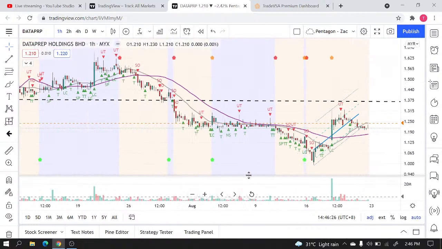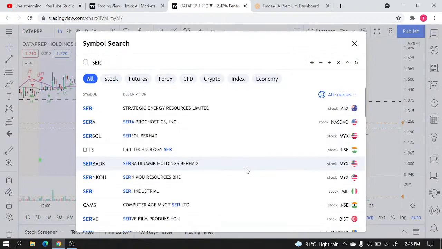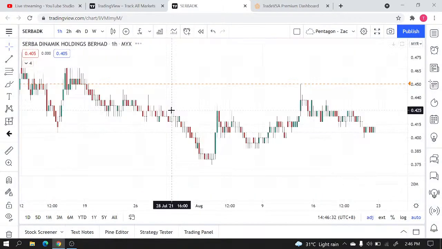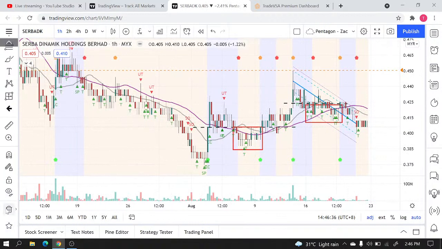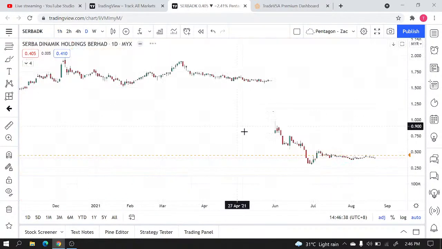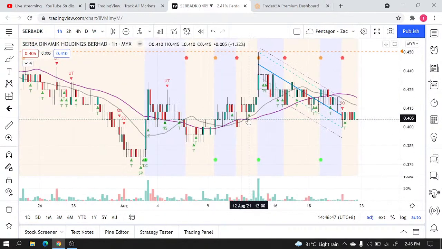So these are a few things that I look into, for example, SEBA. Because SEBA, the old chart patterns, actually is still in a downtrend. Usually, if the daily chart is weak, I will use the hourly more for confirmation. But this one also doesn't have much of a confirmation.